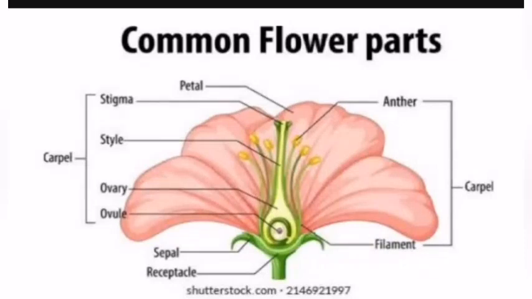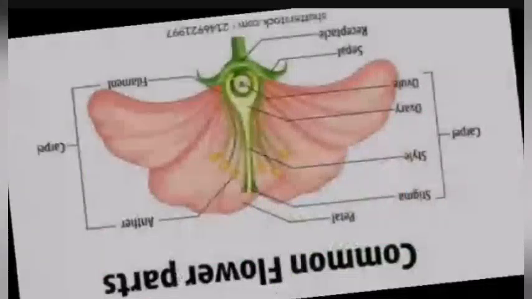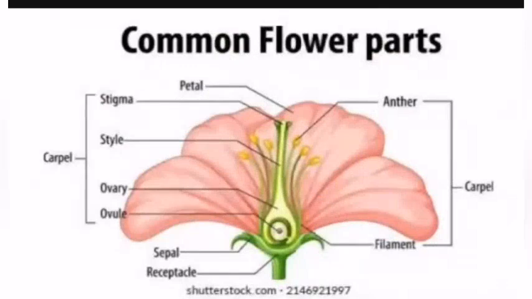The function of the filament: the filament is the stalk. It suspends the anther. It holds the anther. And then the anther, the main function is to produce pollen grains.